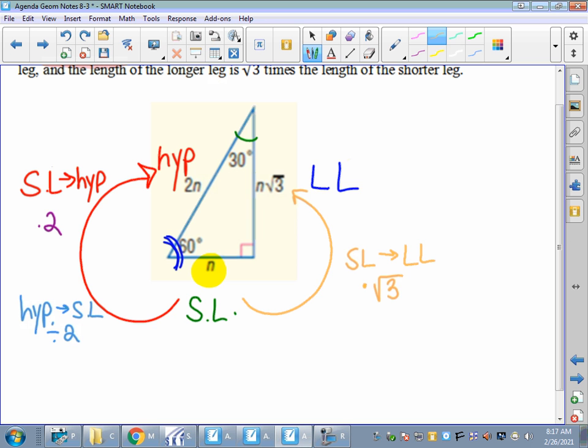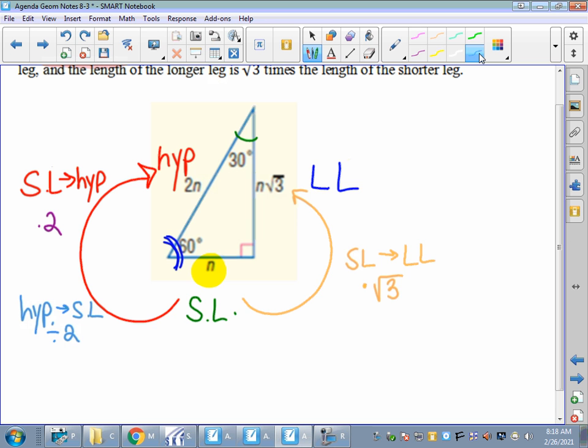In a 45, 45, 90, there's two different sides, or some people say there's two congruent angles. So I multiply by a square root of 2. So that's how I remember it. I know it's dumb, but it works for me. So if I want to go from the short leg to the long leg, I multiply by a square root of 3. So if the short leg is 5, the long leg is 5 roots of 3.